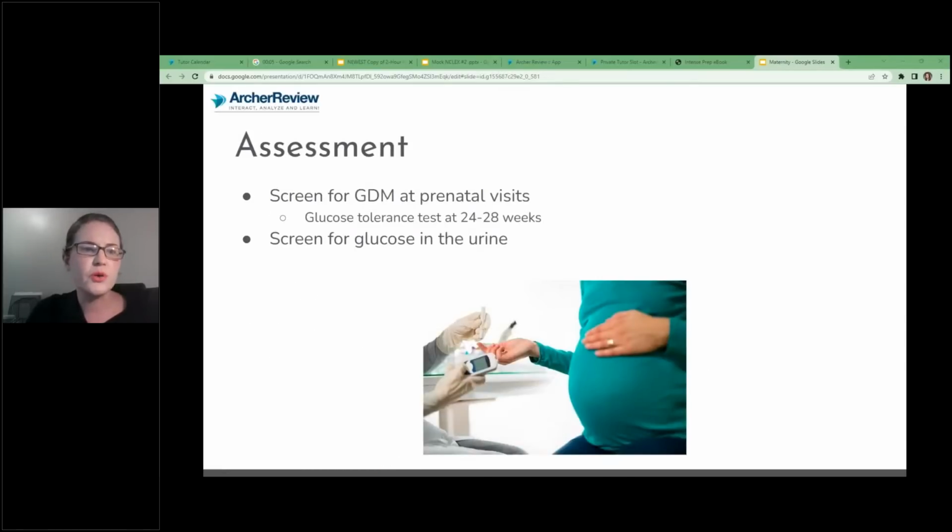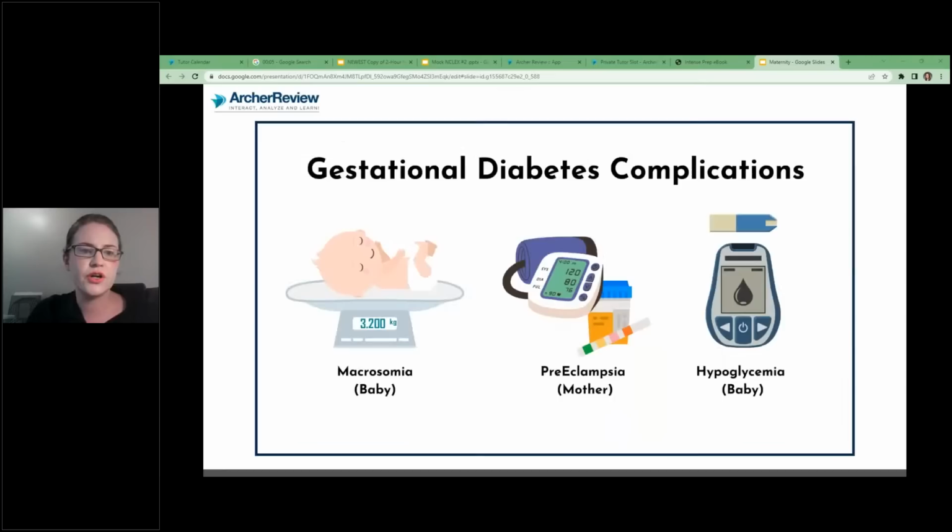Assessment-wise, remember, we always screen for gestational diabetes somewhere between 24 and 28 weeks. Usually at 28 weeks is the standard of care. And we can also screen for glucose in the urine. Why do we get so worked up about this? Well, it leads to complications.